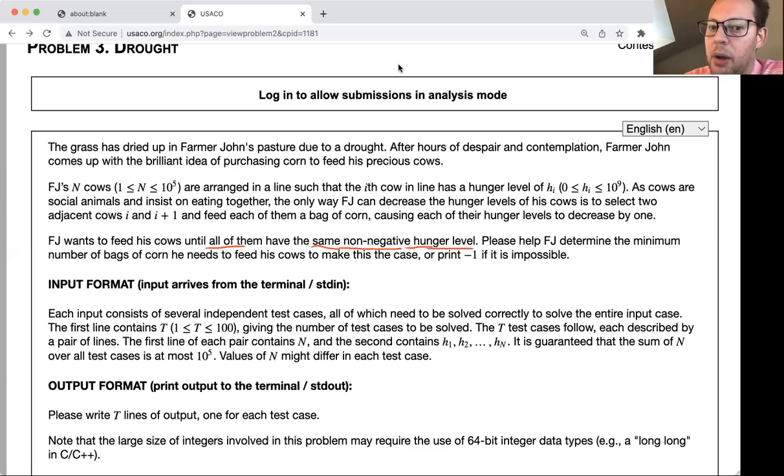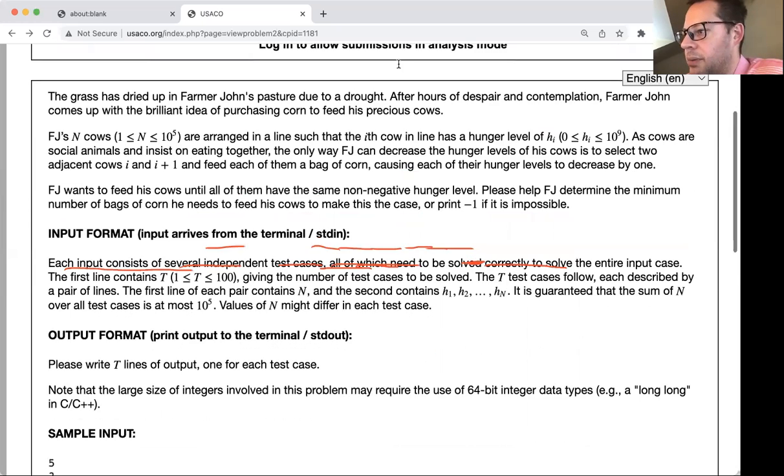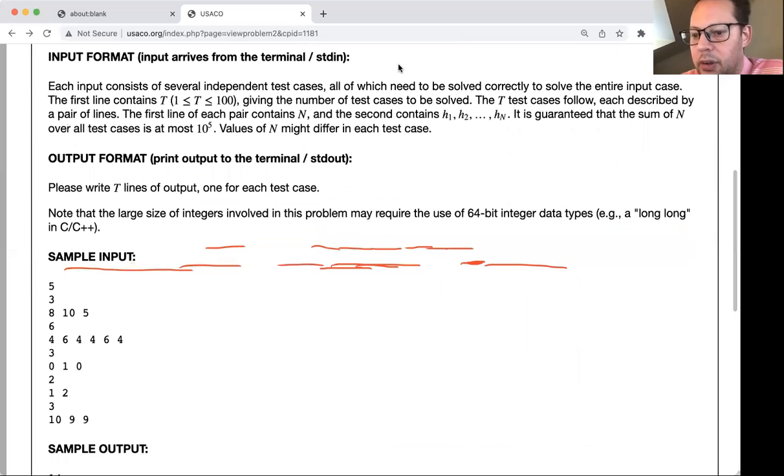Since we don't know what that number is, as we work our way down, we're going to have to try and figure out when they're going to meet together. Please help Farmer John determine the minimum number of bags of corn he needs to feed his cows to make this the case, or print -1 if it is impossible. Okay, let's look at our input and our output restrictions here.